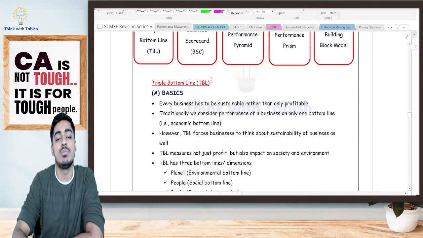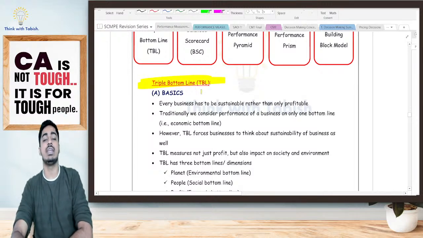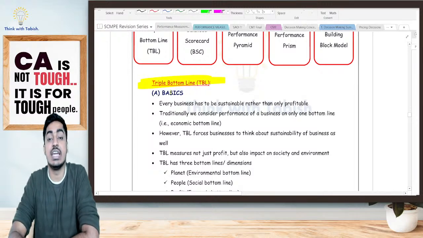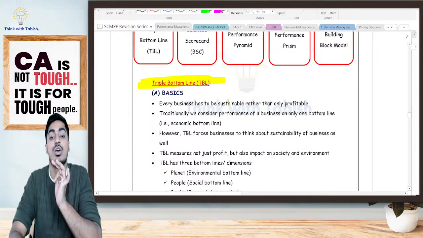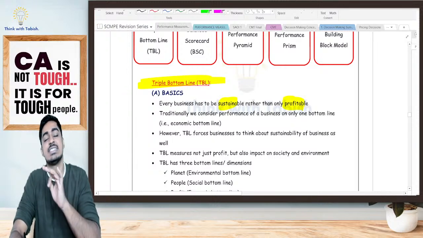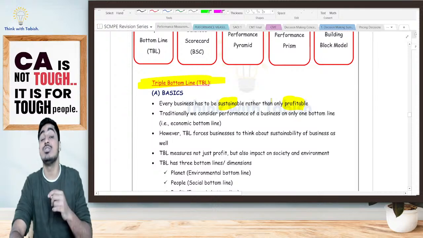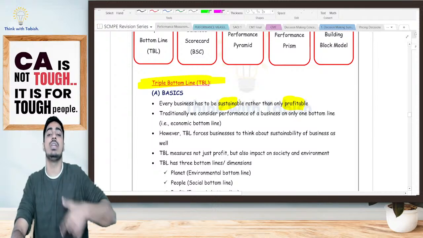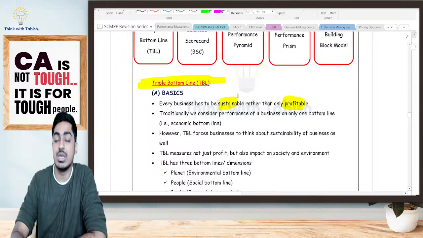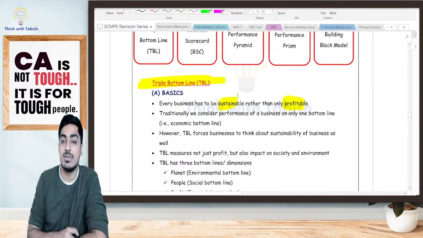Now, triple bottom line. What triple bottom line is telling is that my business should be sustainable, not just profitable. Just having earned a profit is not sufficient. My business should be sustainable. Only then will I be in a position to make profit. In the long term, I'll be in a position to survive in my business.